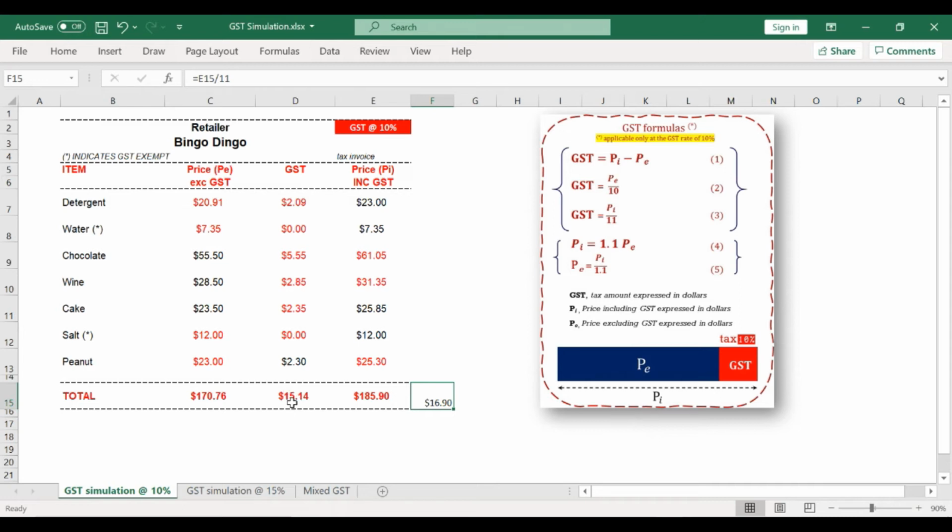That's why it's not matching, since we have two items, the salt and water, which are GST exempt. So we cannot do it this way. We have to do it individually the way we did it. And the tax amount is $15.14.